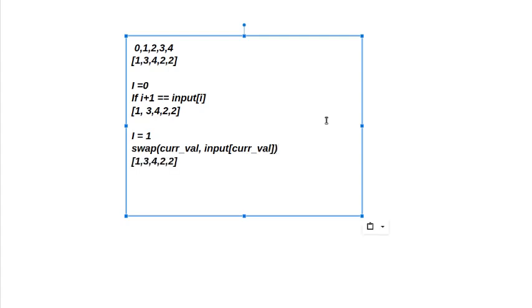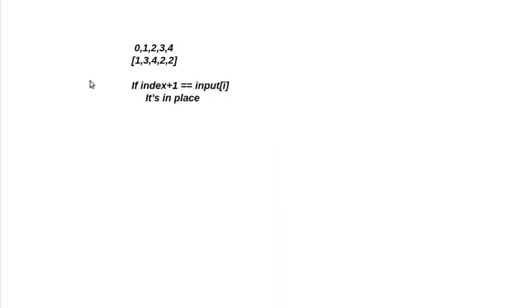Then we decrement I by 1, because after every iteration I is going to be incremented by 1. Once we decrement, it comes back to this pointer again. Let me go to the second one. We have these conditions: we check if I plus 1 is equal to input[I] or not. If so, it's in place, so we don't have to worry.